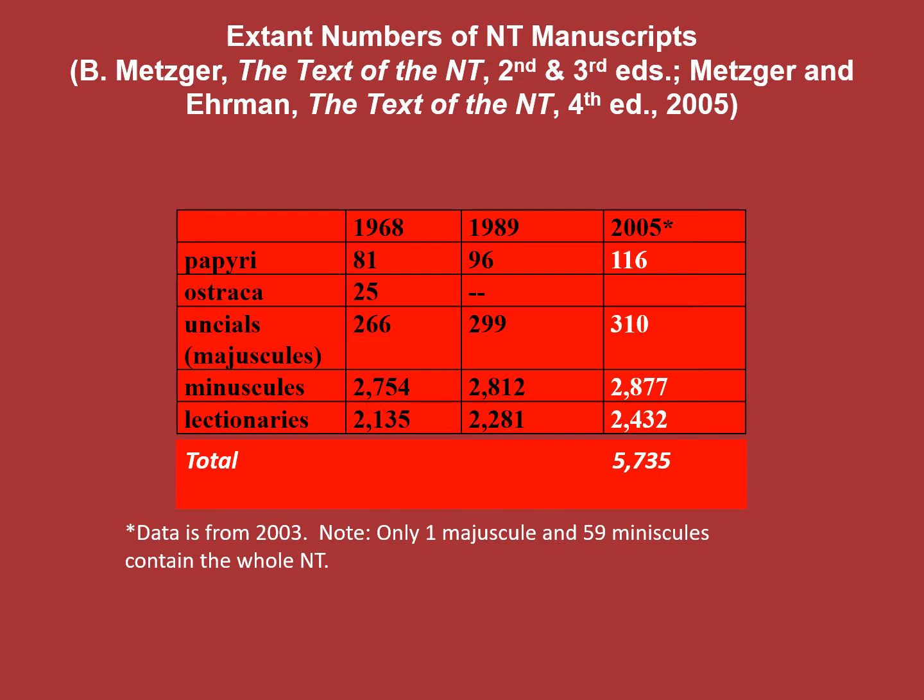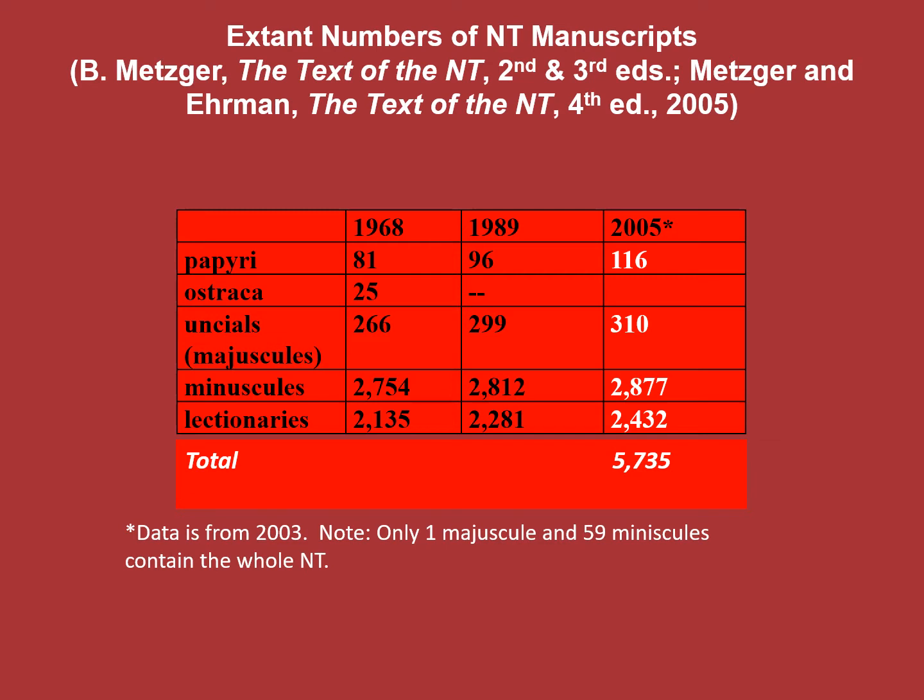Here is a table that is taken from Bruce Metzger's Text of the New Testament, the 2nd and 3rd edition evidence that he listed, and then the expansion of that work by Bart Ehrman in 2005, the 4th edition of the Text of the New Testament. Now note that the 2005 edition is citing evidence as it existed back in 2003, so that's some years back already, and that's why I say that there has been some additional evidence that we are aware of and are still documenting.